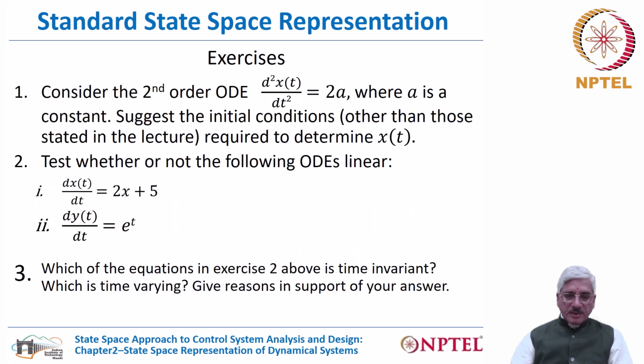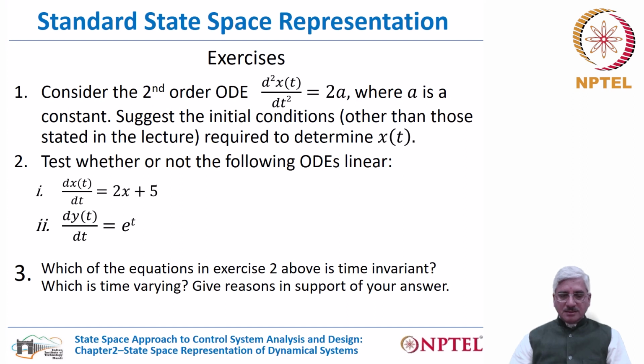There is some exercise for you. You can consider the second order ordinary differential equation which I have shown to you in one of the early slides: d2x by dt square equal to 2a, where a is a constant. Suggest some initial conditions different from what I had shown to you, based on which one can determine x, and which can qualify as the system state.